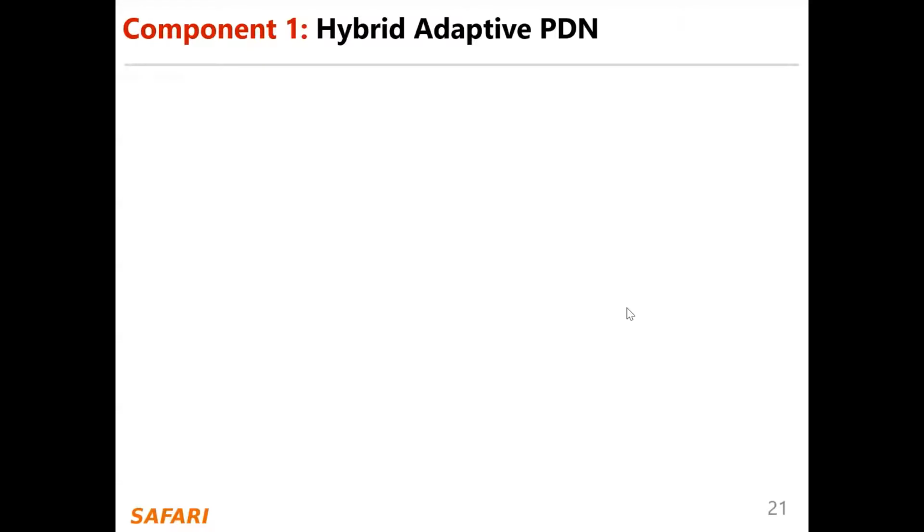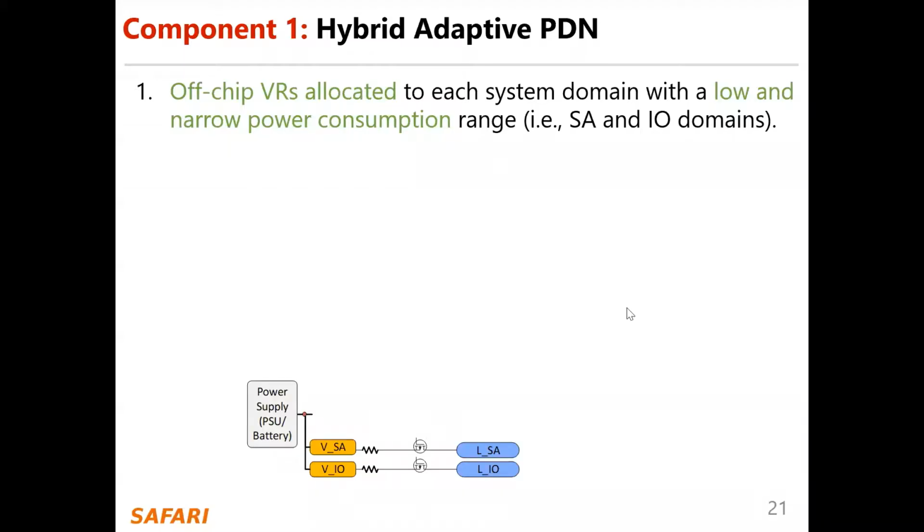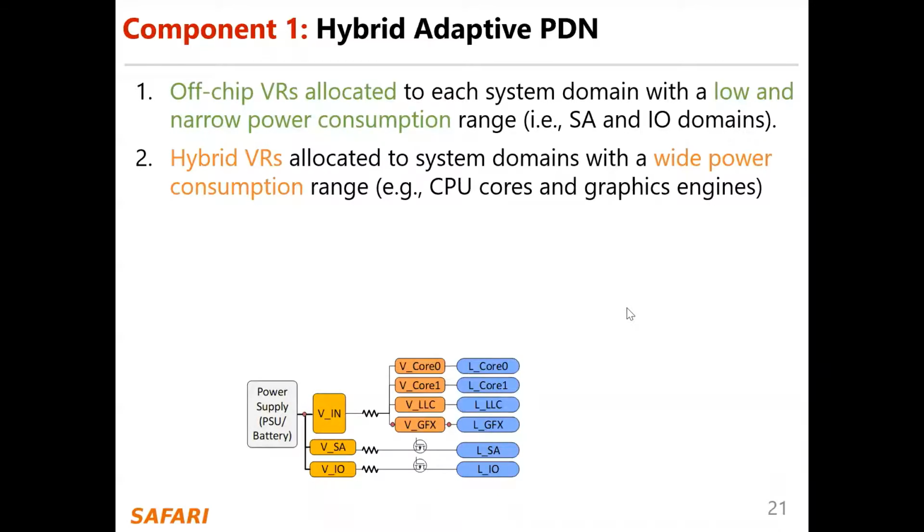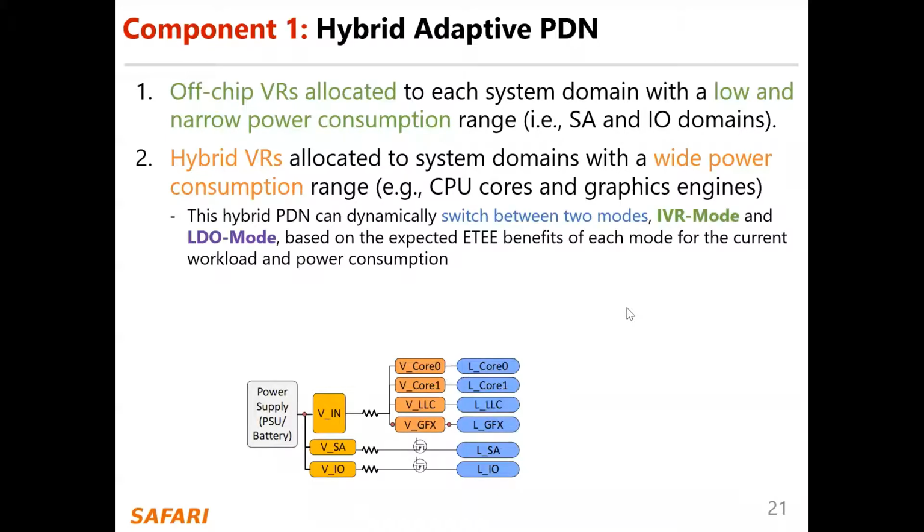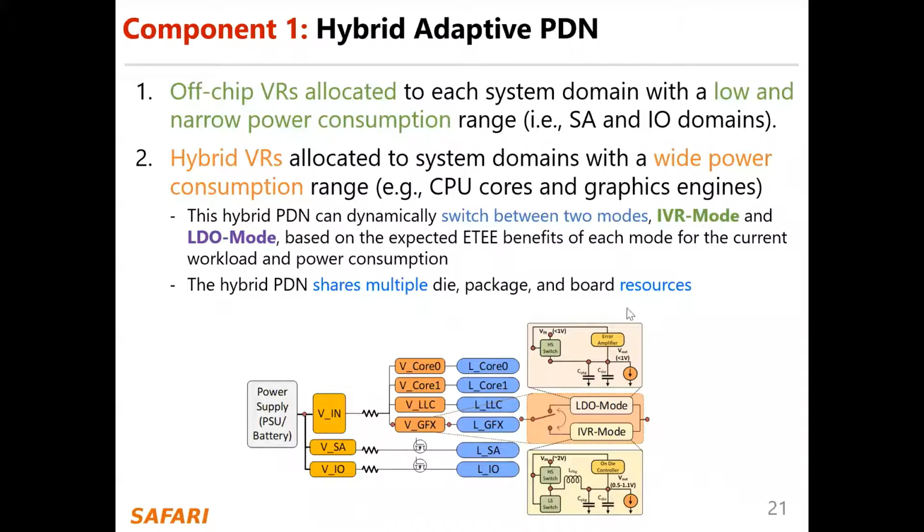The first component is a hybrid adaptive PDN. FlexWatts PDN consists of two components. Off-chip VRs are allocated to each system domain with a low and narrow power consumption range. Hybrid VRs are allocated to system domains with a wide power consumption range. The hybrid PDN can dynamically switch between two modes, IVR mode and LDO mode, based on the expected end-to-end efficiency benefits of each mode for the current workload and power consumption. The hybrid PDN shares multiple die, package, and board resources.